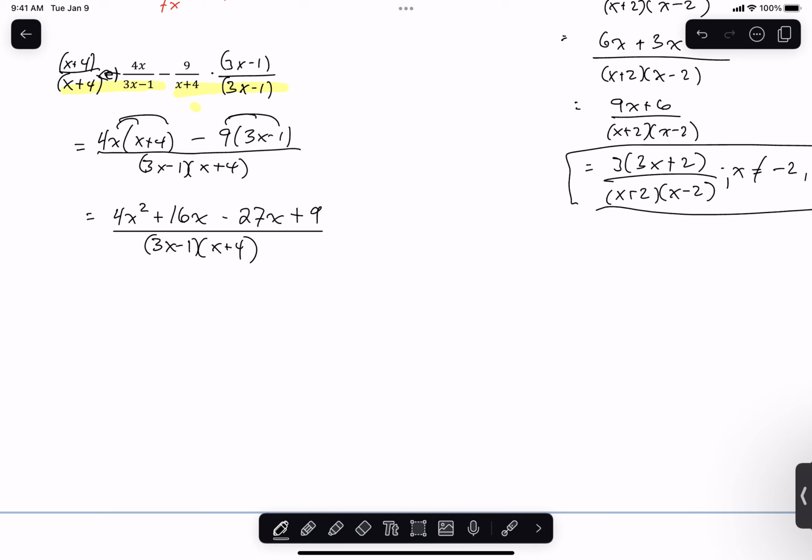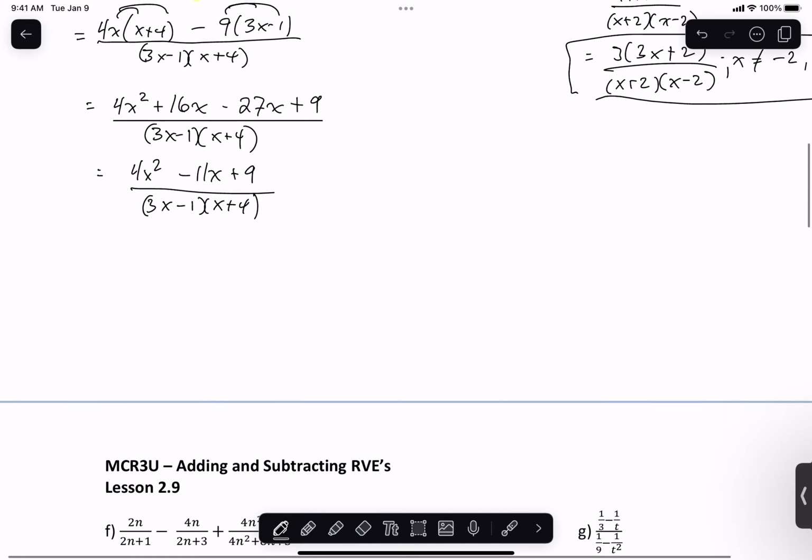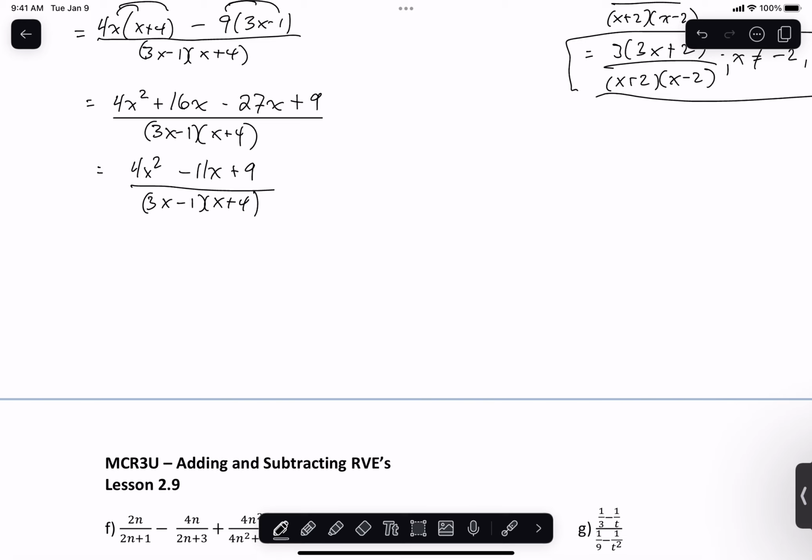What's 16 take away 27? -11. So I'm going to get 4x squared minus 11x plus 9 over 3x minus 1, x plus 4. There should be something absolutely screaming at you right now. Yeah, you're going to factor that numerator and see what happens, if it's possible. If it's not possible, you're done. You can state the restrictions and call it a day.